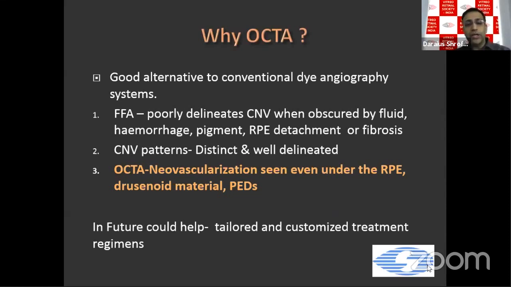Octa is a good alternative to conventional dye angiography because in FFA, the CNVM is poorly delineated, especially when there's fluid, hemorrhage, pigment, RPE detachment, or fibrosis. With Octa, the CNVM patterns are distinct and well delineated, and the neovascularization can be seen beautifully even when it is under the RPE. In future, it is definitely felt that Octa could help tailored and customized treatment regimens, and this is something we look forward to.